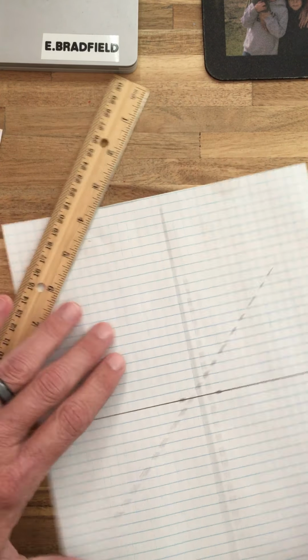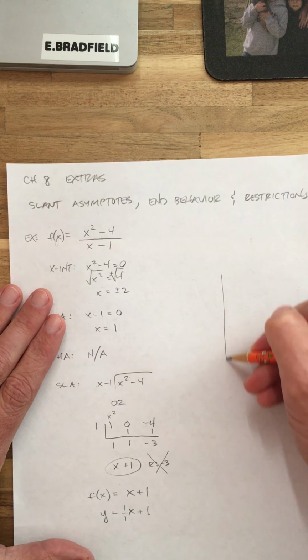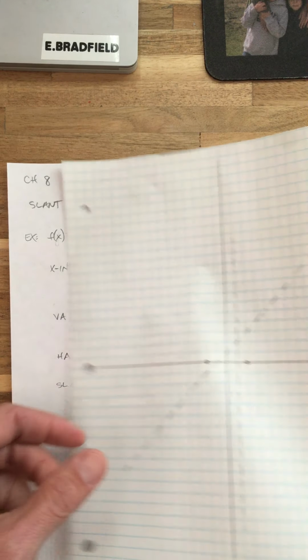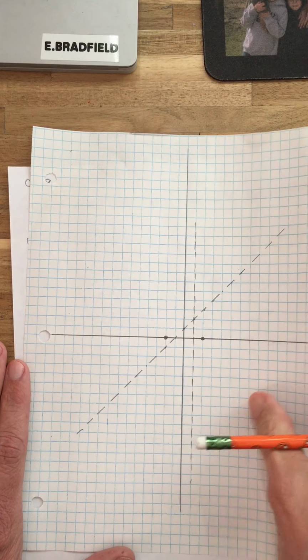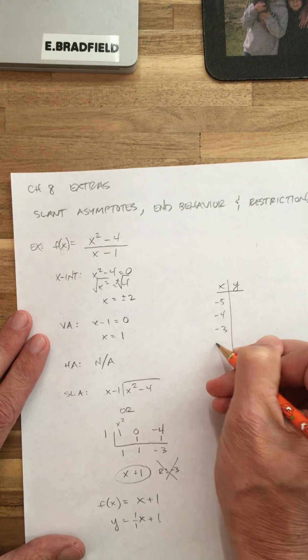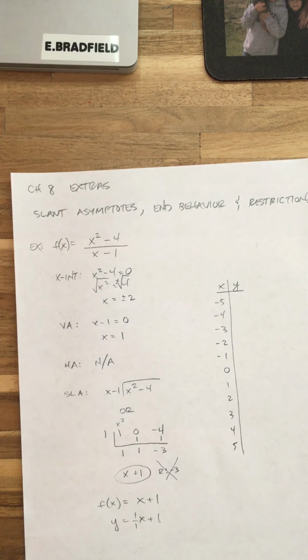All right, so there we go. Now I have my two asymptotes, okay? I have my vertical asymptote and I have my slant asymptote. And so now all we have to do is make a t-chart. X and Y. Since I have a vertical asymptote here, I'm going to try to get some points this side and points that side. I'm just going to go from -5 to +5: -5, -4, -3, -2, -1, 0, 1, 2, 3, 4, 5.